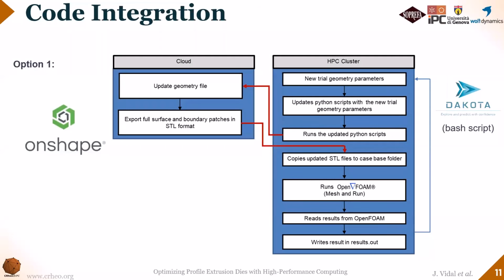Okay. The next step is the code integration, and to give you an idea, for OnShape what we did was this. We have the HPC cluster where the files for the parameters of the geometry are generated by Dakota. Then that information is used to update Python scripts. Those Python scripts are run and go to the cloud, update the geometry, generate an STL, and that STL is used to make the simulation, read results, write results that are fed again to Dakota, and that is used to update the geometry.